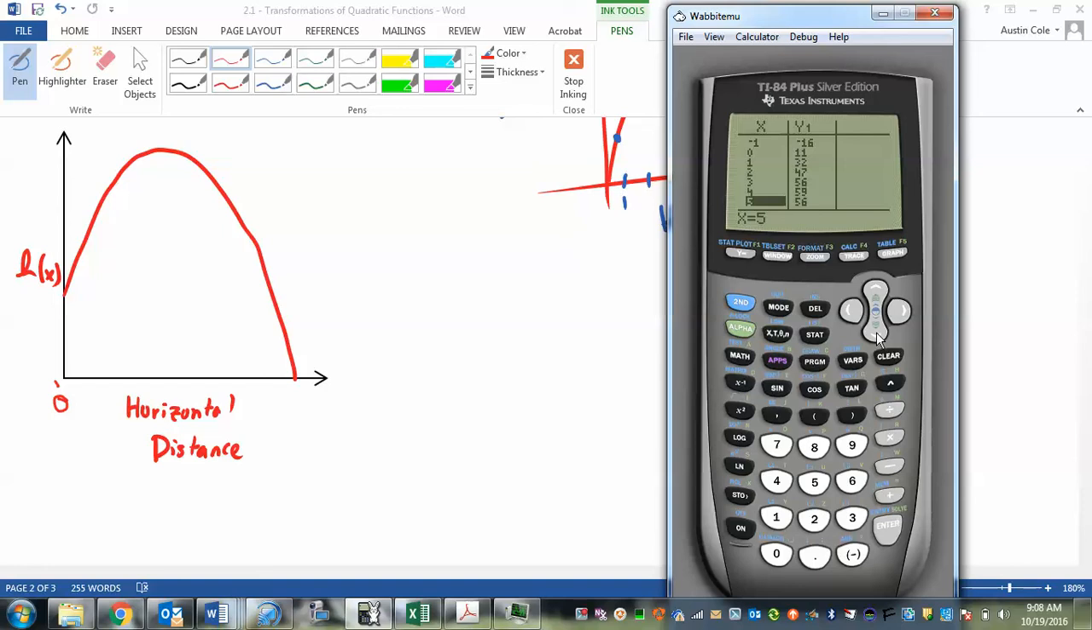So we're at that vertex right after 4. What happened now? It started to go down, right? Gravity. It started to go down. Gravity.